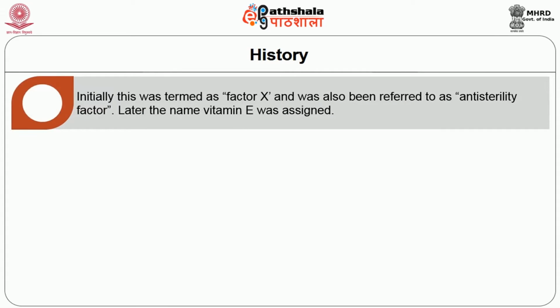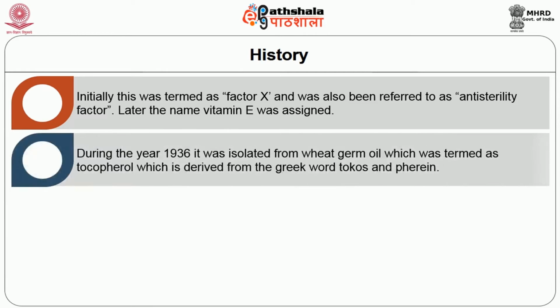Initially, this was termed as factor X and was also being referred to as anti-sterility factor. Later, the name vitamin E was assigned. During the year 1936, it was isolated from wheat germ oil, and was termed tocopherol, which is derived from the Greek words tokos and pherin.